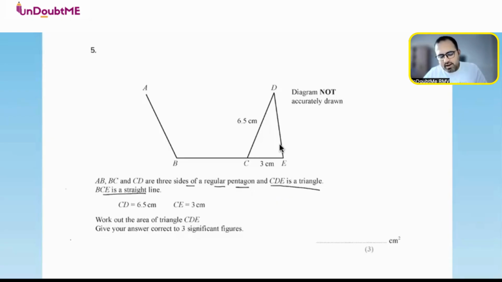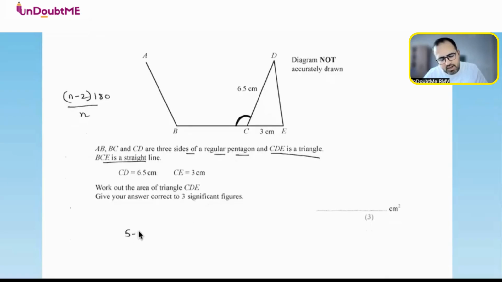Now to get the area of triangle CDE, we should know how to find this angle of a pentagon. Pentagon means five sides. There's a formula: the sum of all angles of an n-sided polygon is n minus 2 times 180. This will give you the sum of all angles. If you divide this by n, this will give you each angle of that polygon. So in this formula, we just put n equal to 5 and solve. So 5 minus 2 times 180 over 5 will give me angle BCD. BCD is that outer angle. We will use that to get the inner angle.